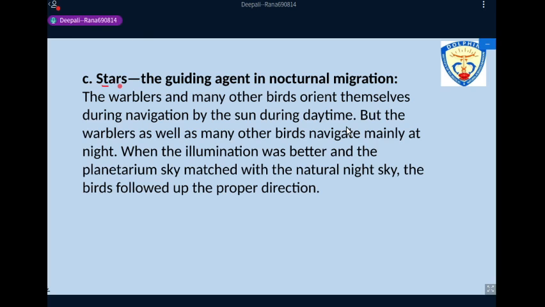Then the stars. These are celestial bodies and they will help those species that migrate during the night time. Okay, so the guiding agent for nocturnal migration. And this happens in the case of warblers and many other birds that orient themselves during navigation by the sun during daytime. But the warblers and many other birds navigate mainly during the night.